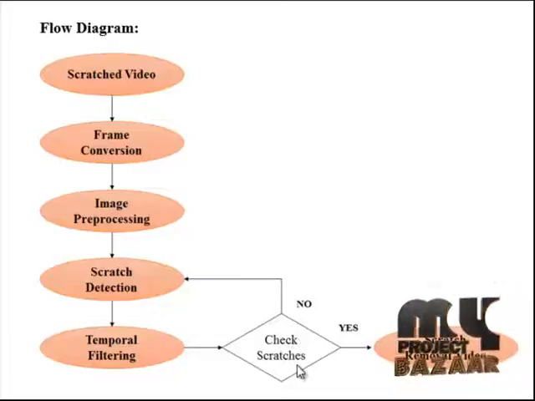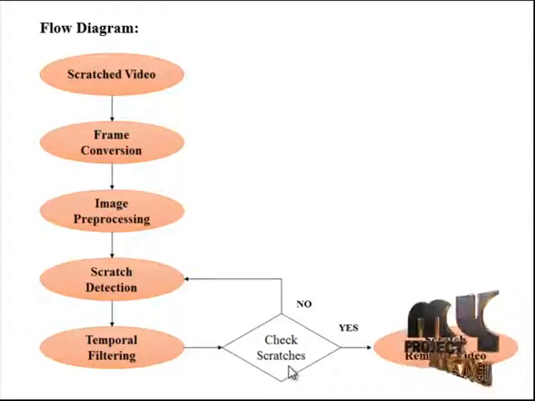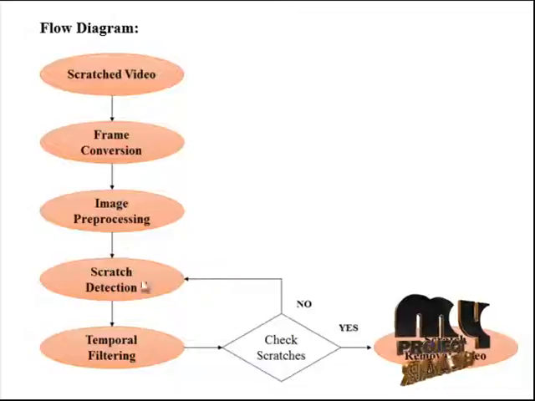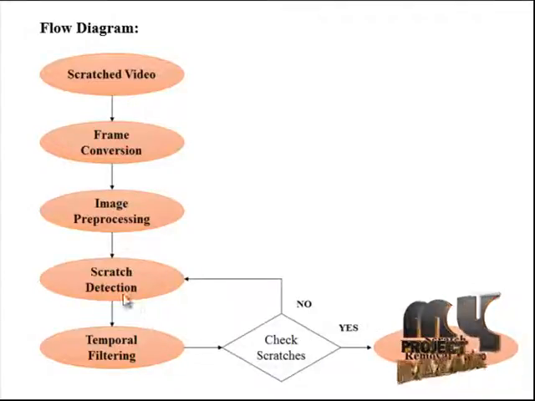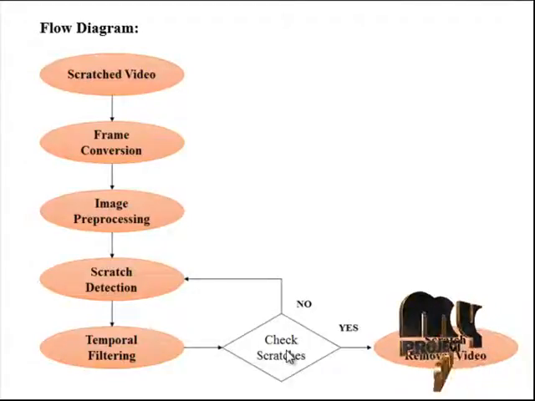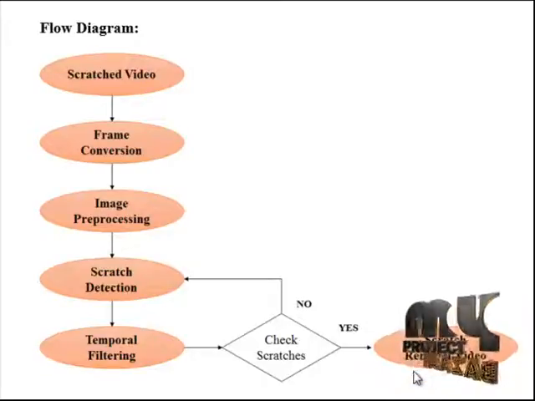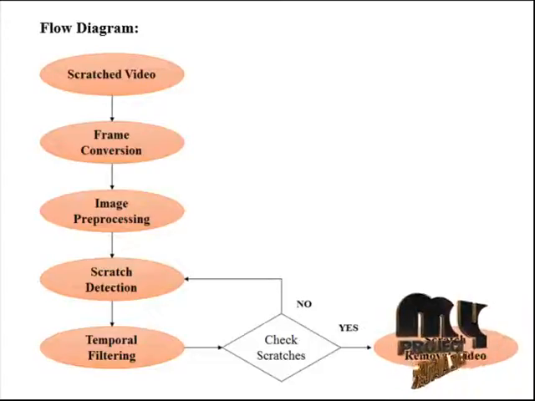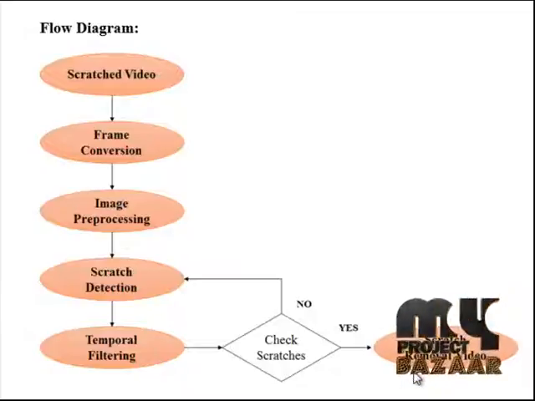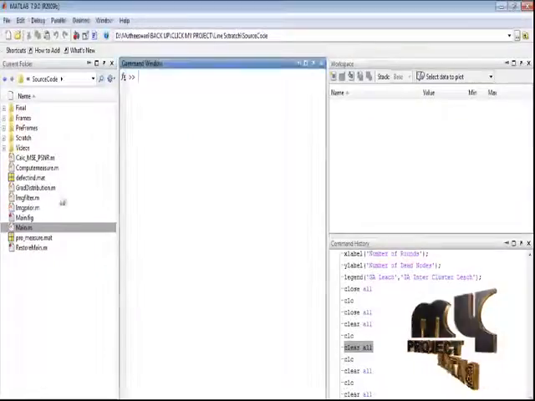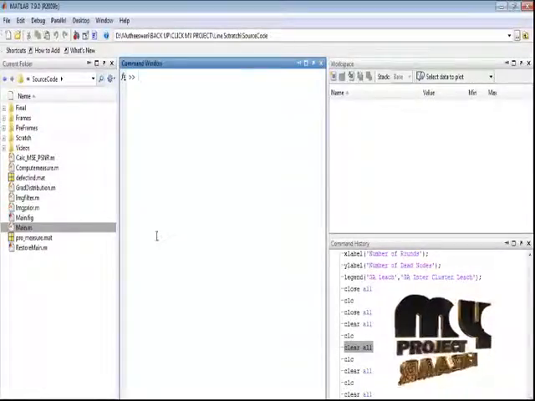Finally, check whether the scratches are completely removed. If not, we go back to the above process and repeat the scratch detection and the temporal filtering algorithm. Once the scratches are completely removed, we obtain the scratch-removed frames and convert them into video format. Let me discuss the running procedure for our process.